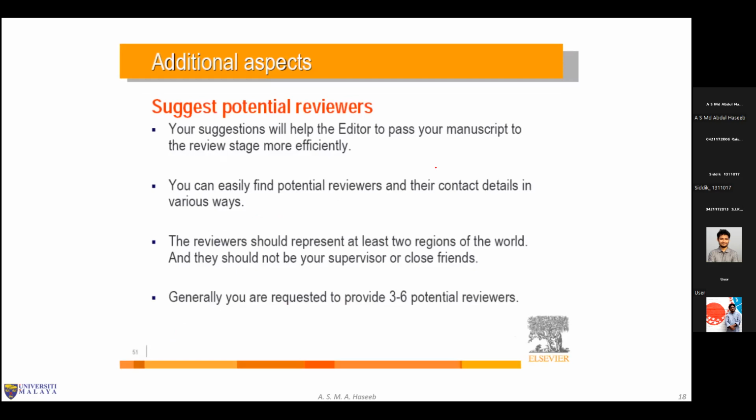Sometimes some journals will ask you to suggest some reviewers for reviewing your manuscript. If they ask you, then you have to be a bit careful about it, because they will like to see reviewers from at least 2 different regions of the world. So you cannot send the names of a few reviewers from the same country, or they may not be accepted.